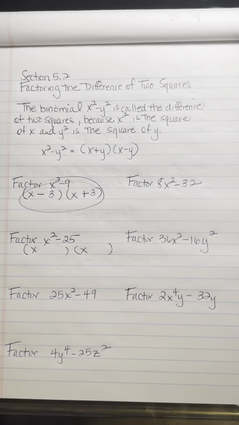Now, if I have 4, I'm trying to get 8. 4 times what will give me 8? A 2. I need x squared. I don't have any, so bring that straight down. Bring down my minus sign. 4 times what will give me 32?